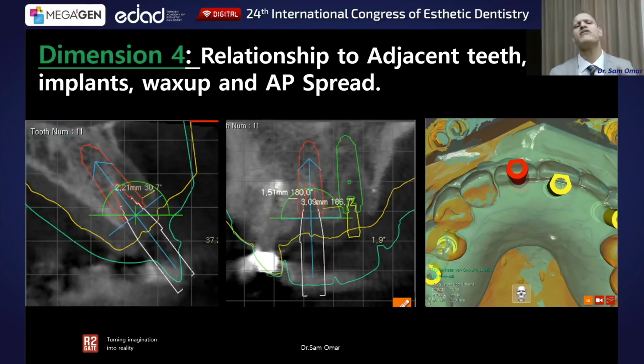So the reason why we have dimension number 4 is because we want to remind you that when we're placing our implants, we're not only placing the implants in bone, because we can place the implants in perfect bone. On the other hand, the prosthetic position might not be ideal, so we need to balance between all the 5 dimensions of treatment planning, and that's why we have dimension number 4. Dimension number 4 is the relationship to the adjacent teeth, adjacent implants, wax up, and AP spread, and in this case you can see that the implant is emerging way too buccal in the wax up and actually buccal to the adjacent teeth.